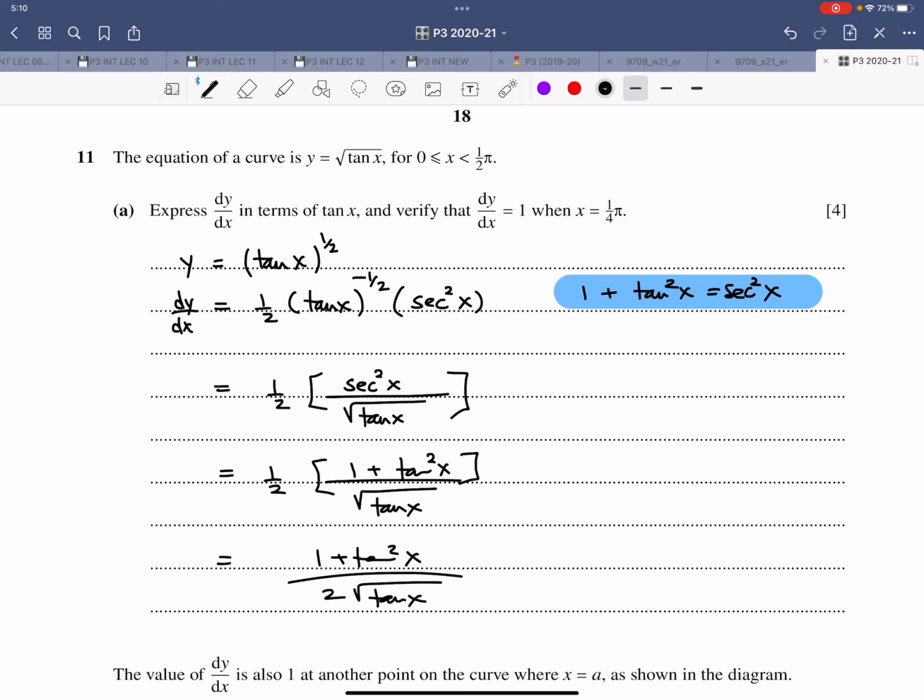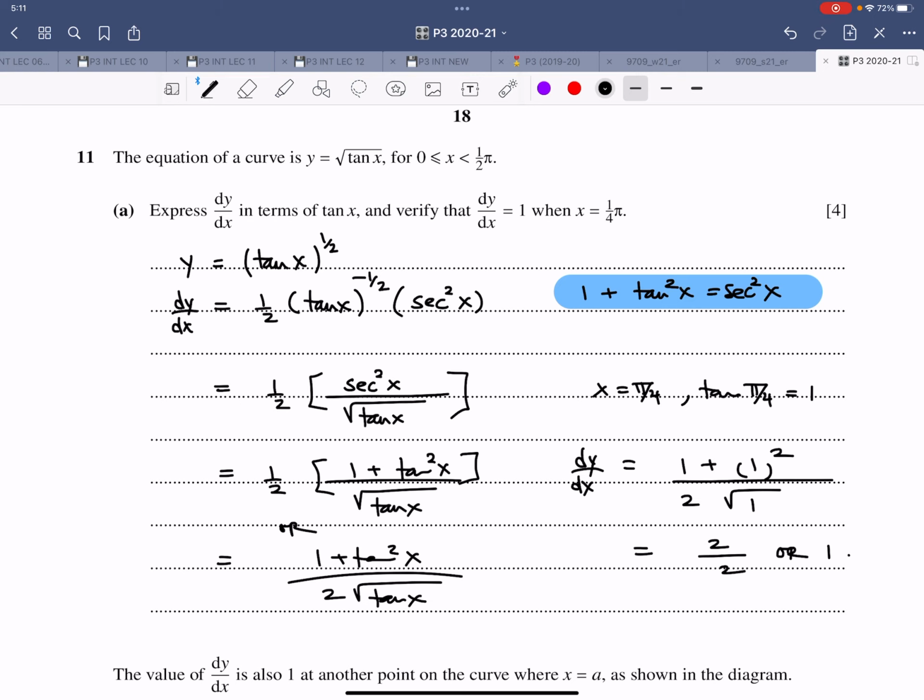Now it says verify when x is pi by 4. We know that tangent of pi by 4 is 1. So therefore dy by dx is equal to 1 plus 1 square, because tangent of pi by 4 is 1. So this is 1 plus 1 square, and this is 2 times root of 1. This is 2 divided by 2. That comes out to be 1. That is one thing that we obtain.